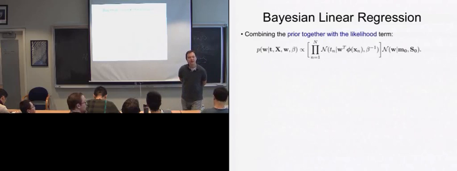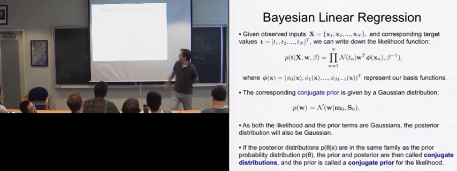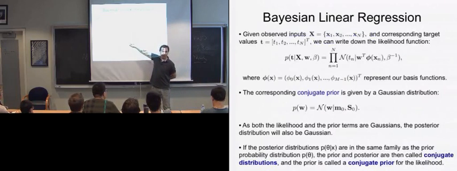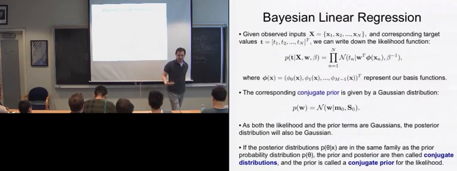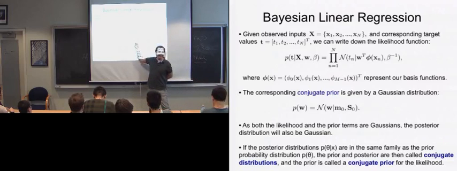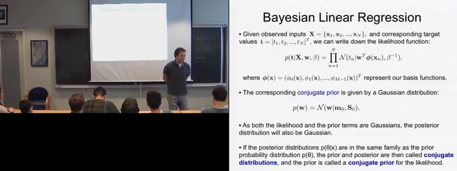Sorry, m naught and S naught are fixed? That's right. m naught and S naught are fixed, and that's something that you have to specify. That's your prior belief of what the mean of your parameter vector should be, and what the prior covariance should be. A common choice you see a lot is zero mean and identity covariance, for example.